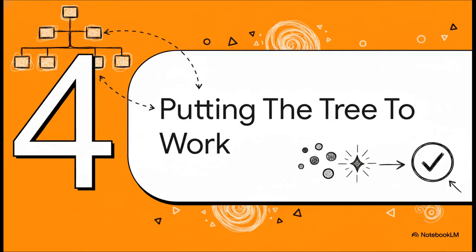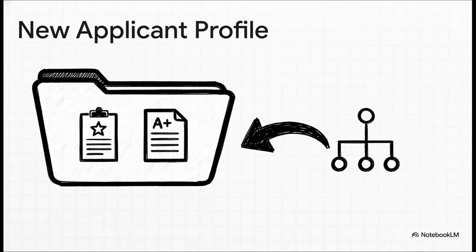Okay. Building the tree is cool and all, but this is where the magic really happens. Let's put our new tree to work and use it to make a prediction for a totally new applicant it's never seen before. So, in walks a new applicant. We've never seen them before. They've got a GPA of 3.60 and a test score of 901. So, looking at our tree, where do you think they're going to land?